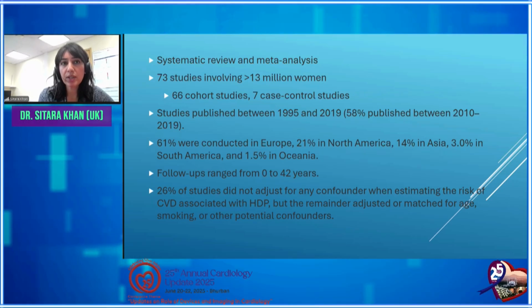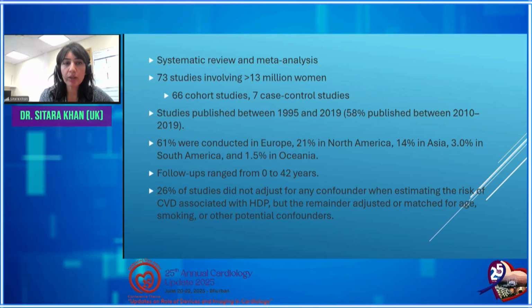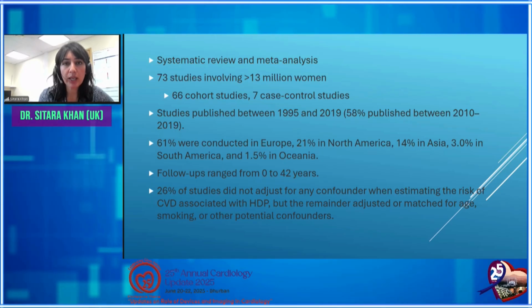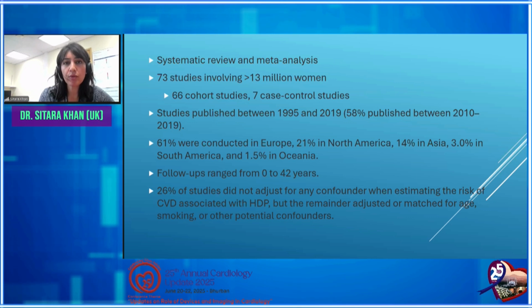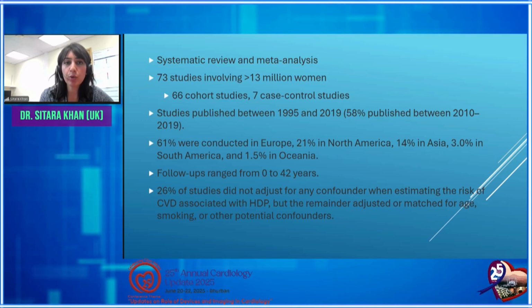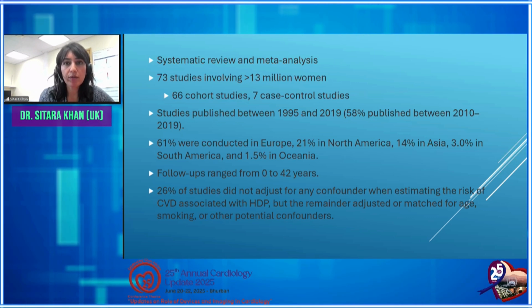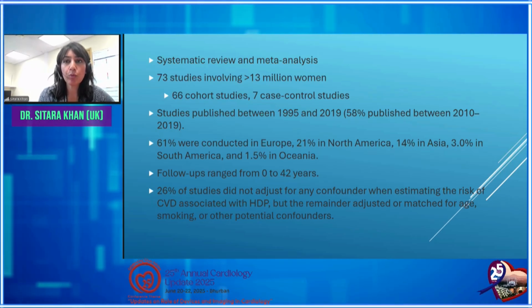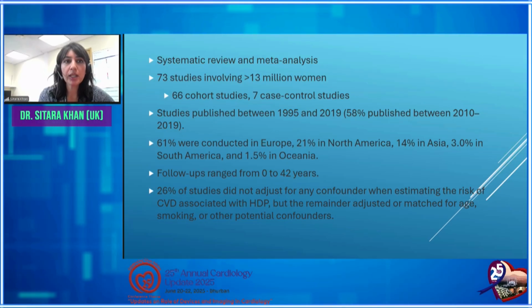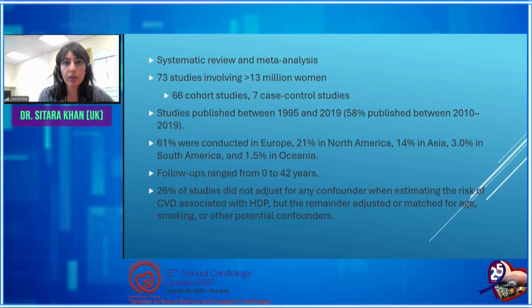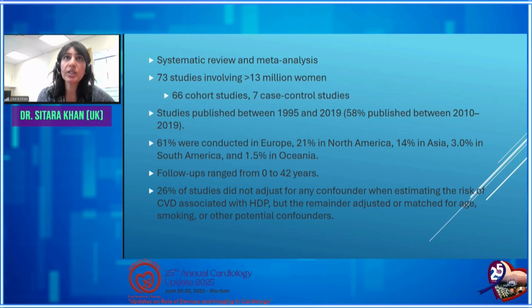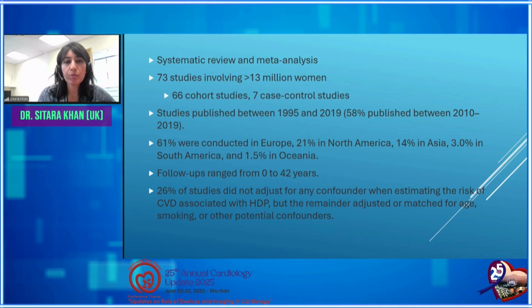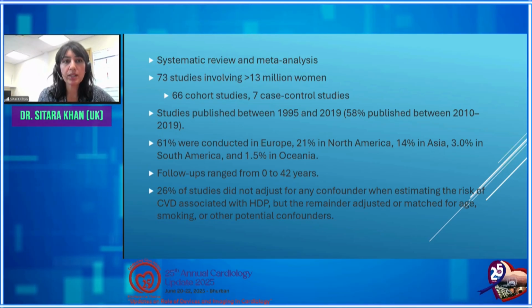The authors looked at 73 studies involving more than 13 million women, so a huge number. The majority of these studies were cohort studies, with just 7 being case control. And they were published over a quarter of a century, literally a 25-year period between 1995 and 2019. But the majority were published in the more recent decade of that time period. Majority were conducted in Europe, and then 20% in North America, 14% in Asia, just to highlight that. And the follow-up period ranged up to 4 decades out, depending on the study.